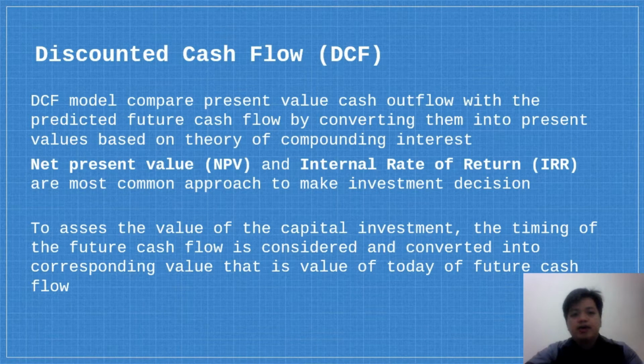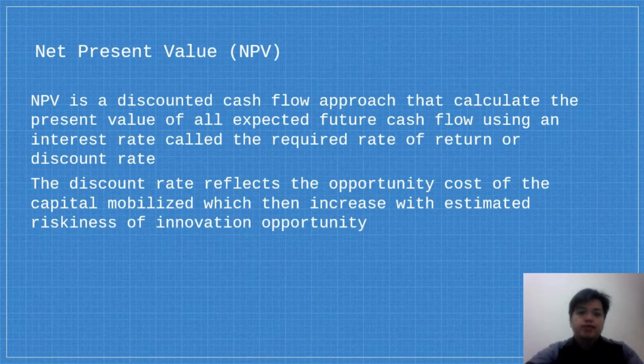Net present value and internal rate of return are the most common approaches to make the investment decision. To assess the value of the capital investment, the timing of the future cash flow must be considered and converted into corresponding value, that is the value of today's future cash flow. What is NPV? NPV is a discounted cash flow approach that calculates the present value of all expected future cash flow by using an interest rate called the required rate of return or discount rate.